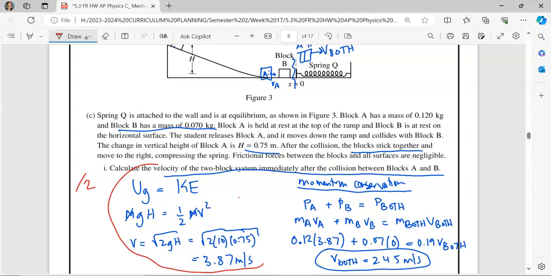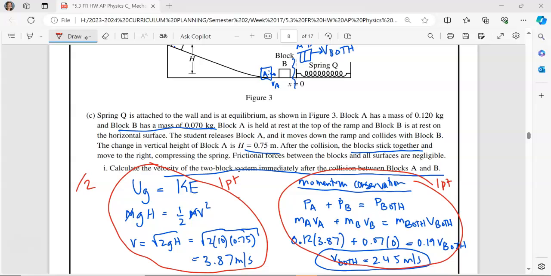So this part right here, using conservation of energy to find the velocity of A at the bottom, is 1 point. And then for correctly using momentum conservation to find the velocity of both afterwards, it's going to be 1 point. And that includes plugging in 3.87 or whatever you got for velocity of A.